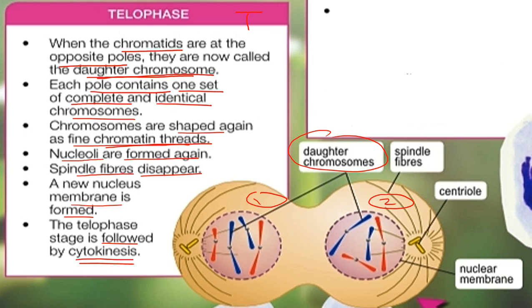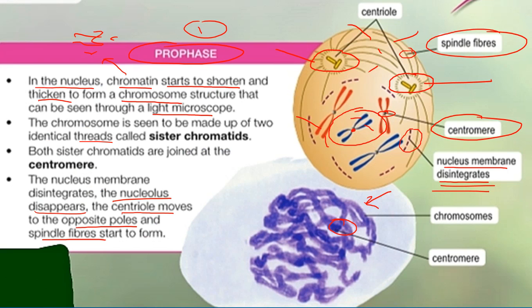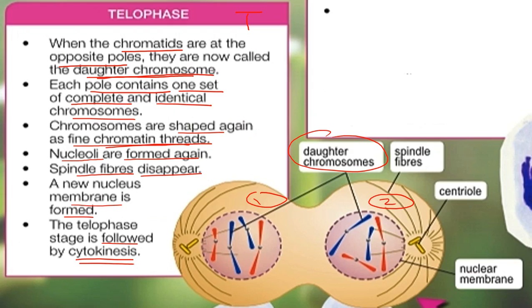Faham maksud teacher? Di sini kan dalam prophase apa yang hilang? The nuclear membrane hilang, kan? Hilang. Apa lagi yang hilang? Nucleolus pun hilang. Apa yang muncul? Spindle fiber muncul. Betul kan? Okay. So, balik kepada telophase.